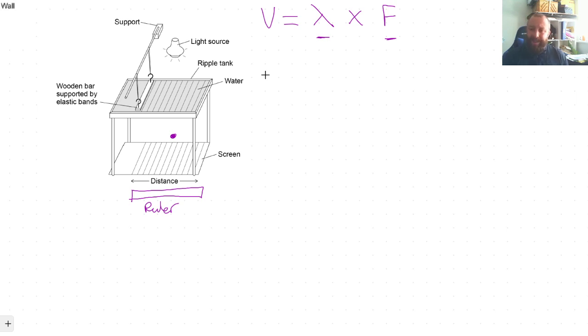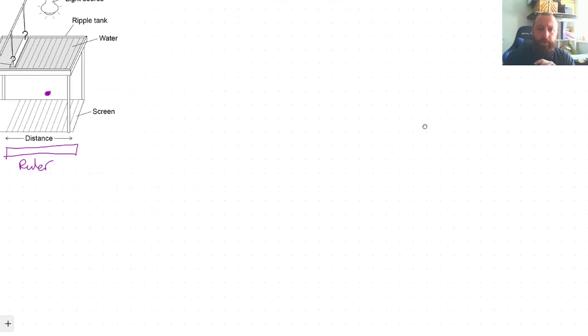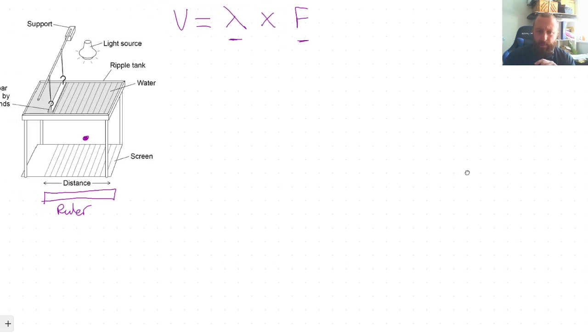But the marks in the exam were for explaining how to calculate these, not how to actually use the ripple tank, because that was given in the question. Hopefully that makes sense. Right, let's just move that over a little bit. Any questions on that before I move it on too much?